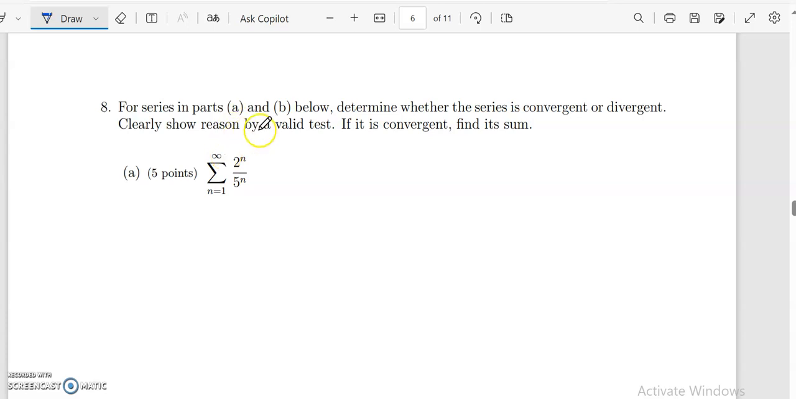One, we need to determine whether the series is convergent or divergent. Clearly show a reason by a valid test. If it is convergent, find its sum.